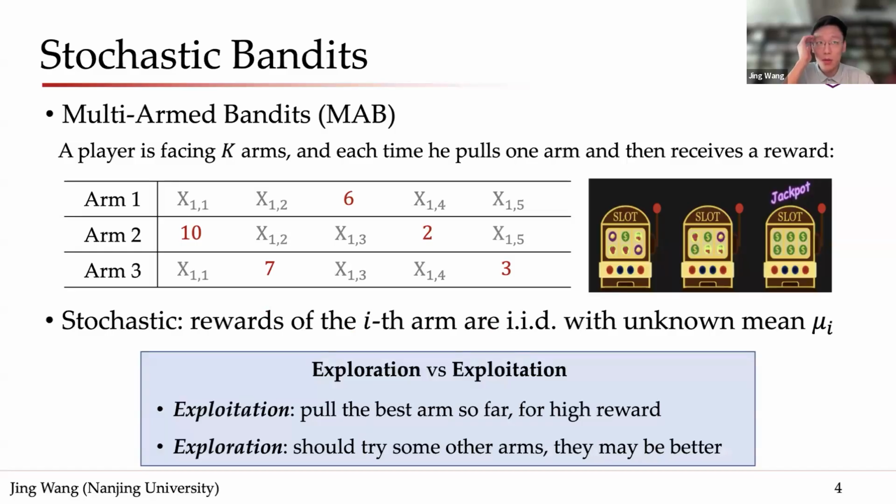And the main goal of the multi-armed bandit is to maximize the cumulative reward. The key challenge here is that we don't know the distribution of each arm. So we need to do exploration to learn the distribution of each arm, and we also need to do exploitation to maximize the cumulative reward. So this is a trade-off here. This is because the number of samples is finite. We don't have infinite sample opportunities. So we need to balance exploration and exploitation.